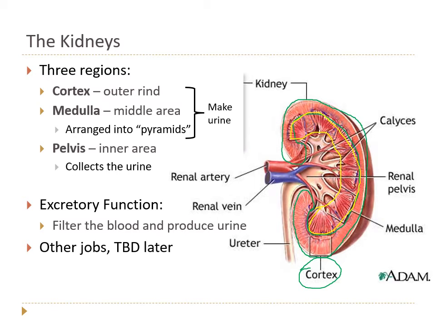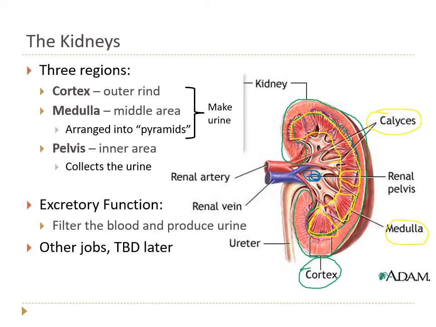The interesting thing about the renal medulla is that it has these pyramidal, triangular, candy corn-like structures called the renal pyramids. Those renal pyramids are part of the structures that produce urine, which will then drain into these tubes called calyces, and then eventually into the middle of the kidney, into this area called the renal pelvis. So that's the area that collects the urine.